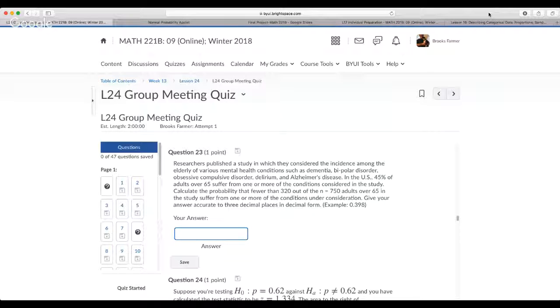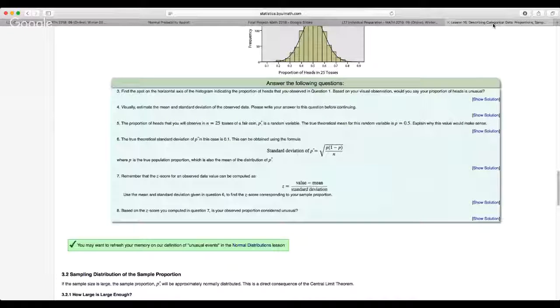So this is what we're looking at. I can't see it. Read the formula to me. All right. Okay. So there's two formulas. The standard deviation formula is square root of p times 1 minus p over n, and the z-score formula is value minus mean over standard deviation.